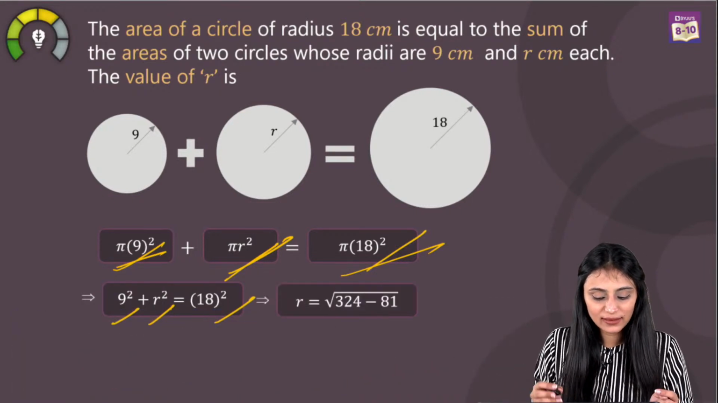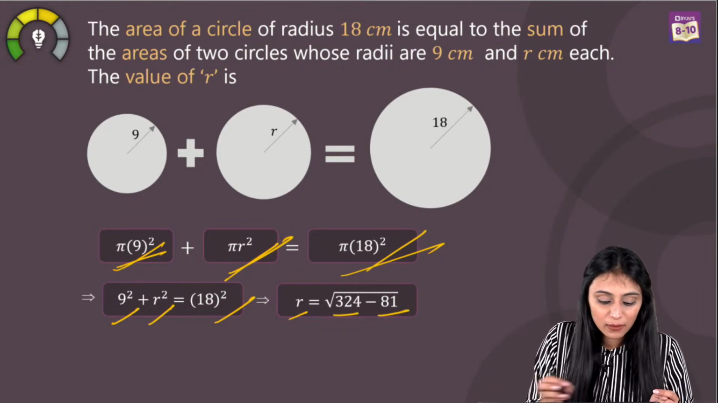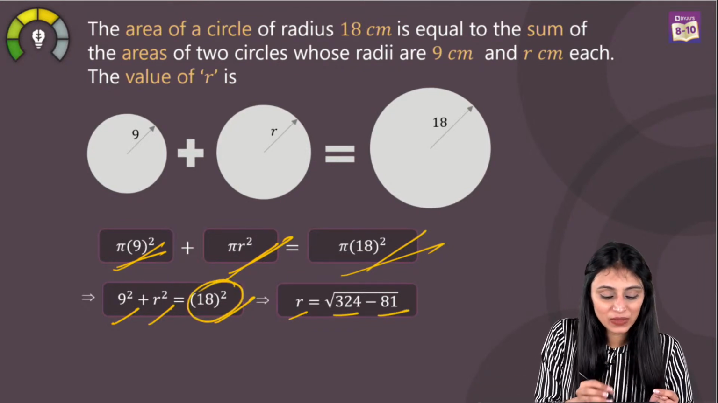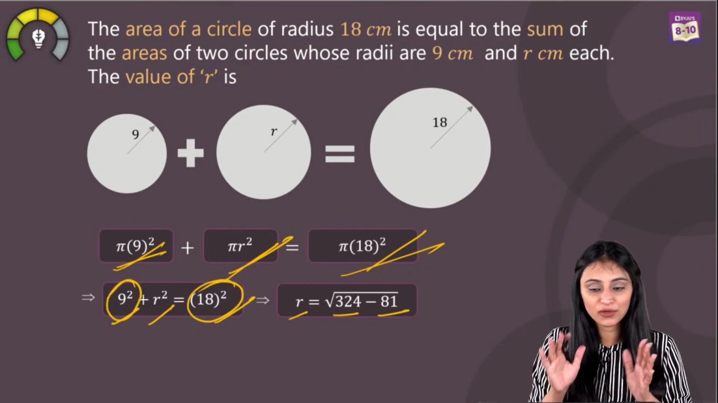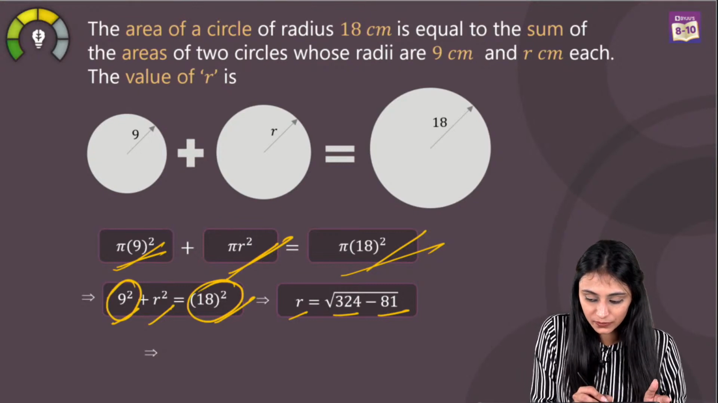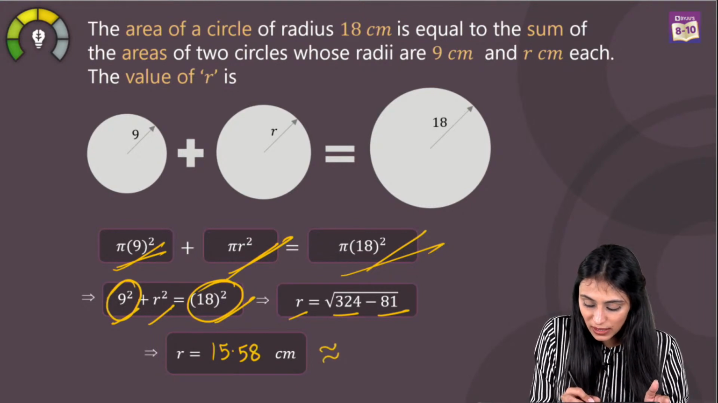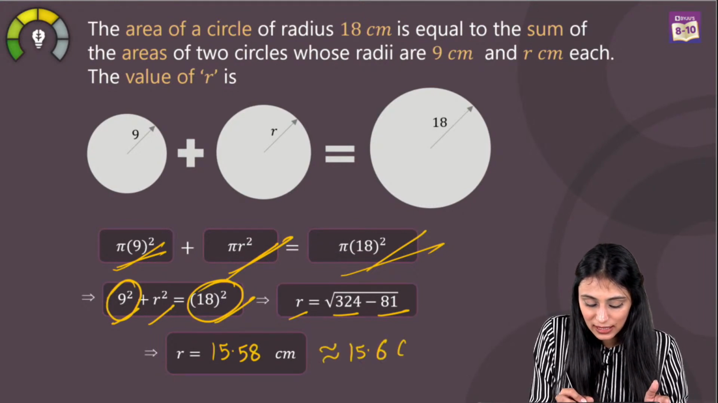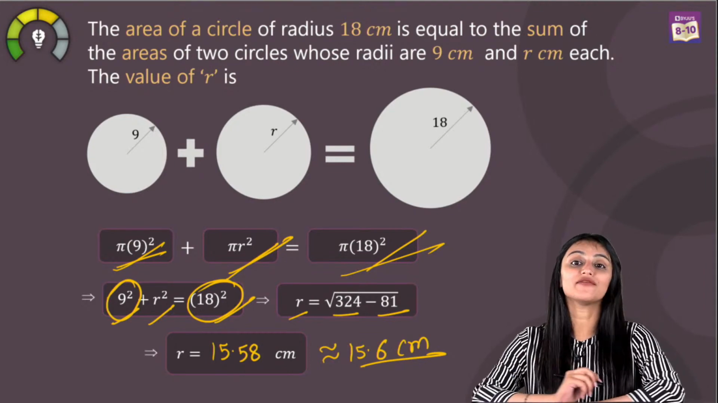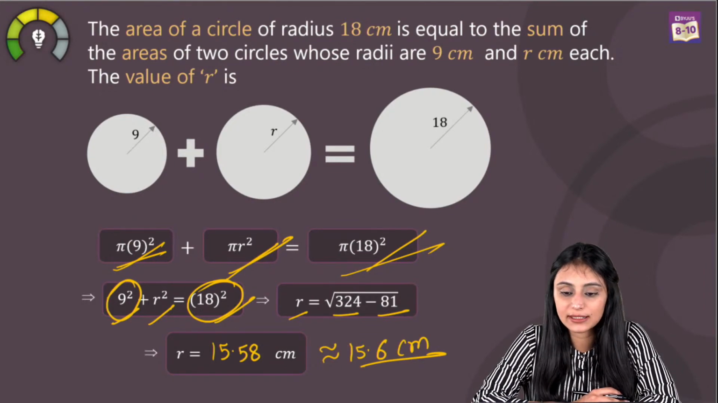Now I can simplify this as r equals square root of 324 minus 81, because 18 square is 324, 9 square is 81, right. From here I will get the value of r, which is 15.58 centimeters, approximately equal to 15.6 centimeters, and that would be our final answer. Quickly just tell me how many of you have got this answer.